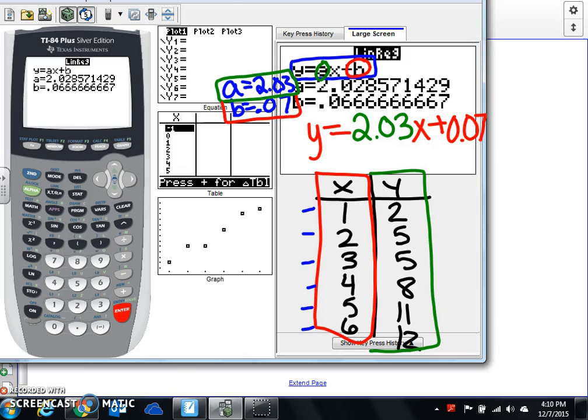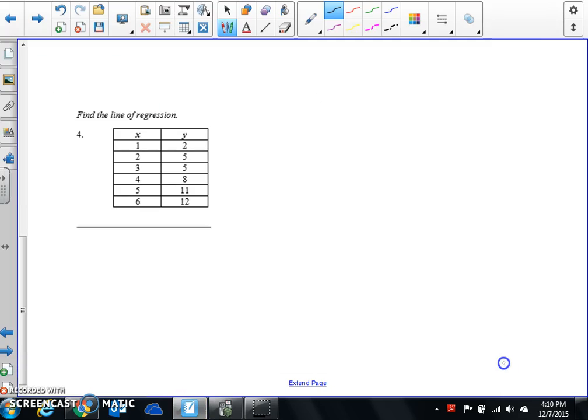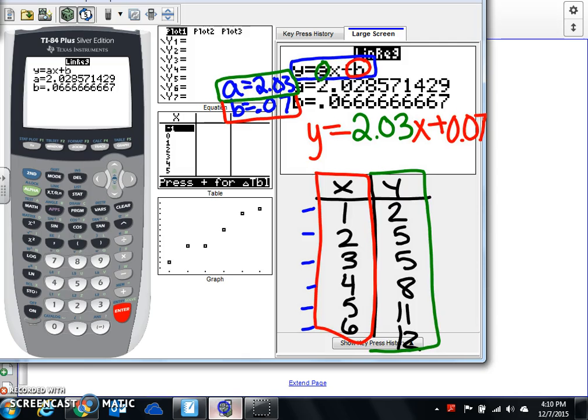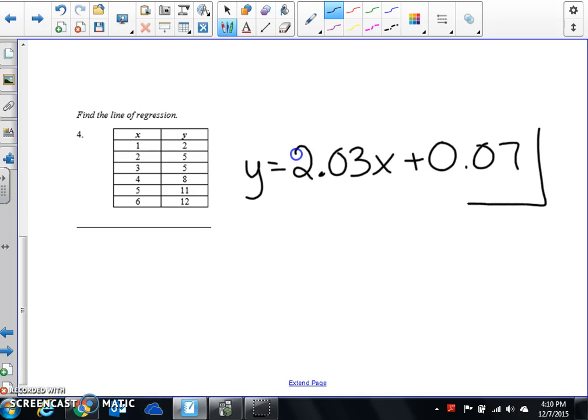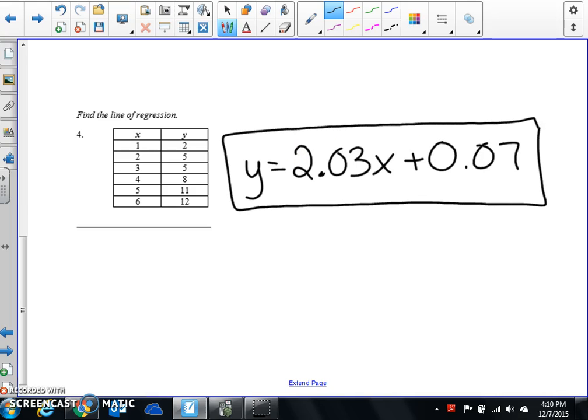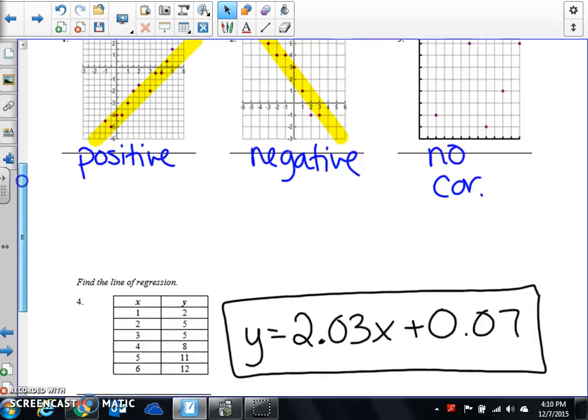That's my linear regression equation. So if I go back here real quick, I would just say y equals, I already forgot, shame on me, 2.03x plus 0.07. That's my linear regression equation. I'm going to tell y'all right now, you might have to watch that exact example a couple times to get down the keystrokes. Okay? That's completely normal.